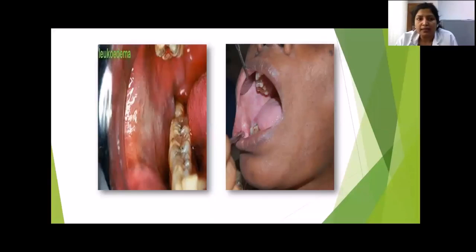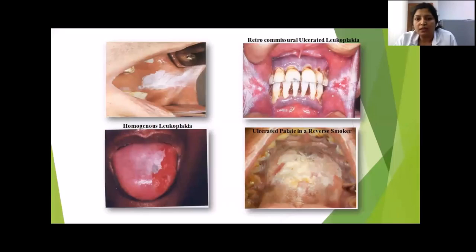And this is the leukoedema. This is the very first sign in chronic smokers, where the mucosa, which is usually pale pink in color, becomes very pale and whitish in color. On stretching, it gets back its coral pink color. This is one of the early lesions that is seen in chronic smokers. This is a leukoplakic lesion. It's a white, non-scrapable lesion, which is commonly seen in both smokers as well as chewers.